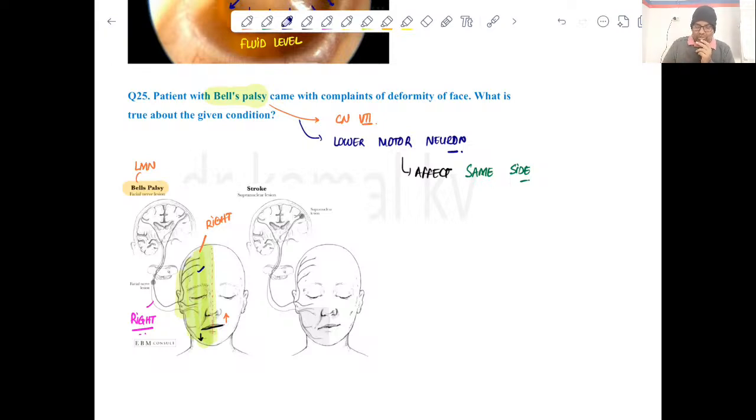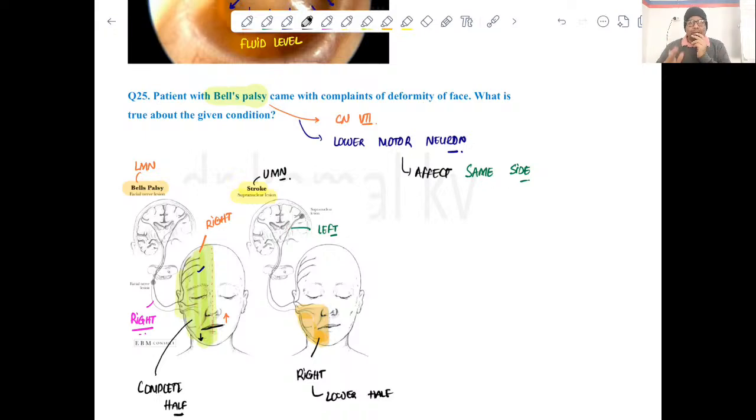Now what happens in upper motor neuron palsy, which can be seen in stroke? This is known as supranuclear. Now in upper motor neuron, what happens? There is opposite side lower half. So the lesion is on the left side in the brain, and the manifestation is on the right side involving the lower half, right? And here we saw complete half. So two important points which you should take from here: complete half, same side, lower motor neuron; lower half, opposite side, upper motor neuron. Clear?